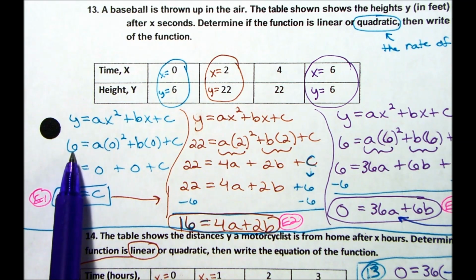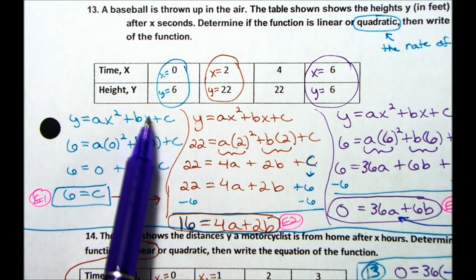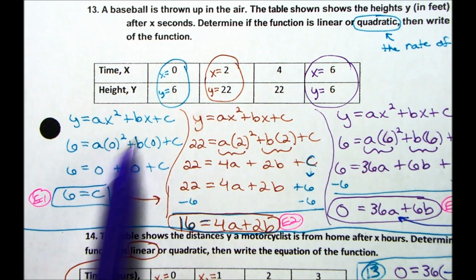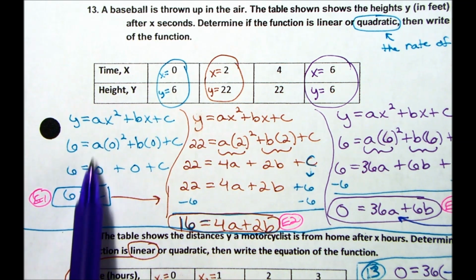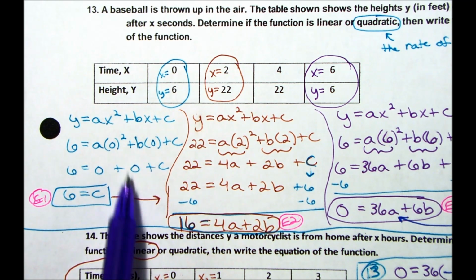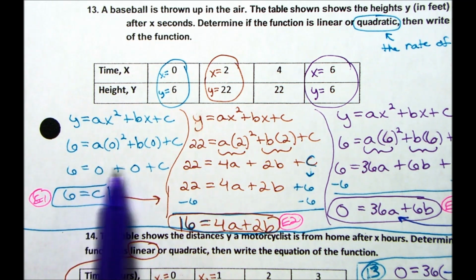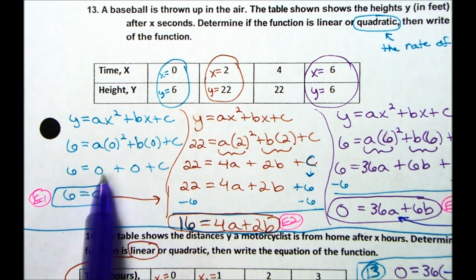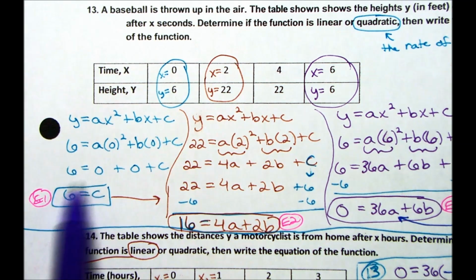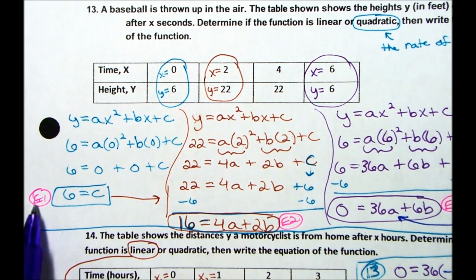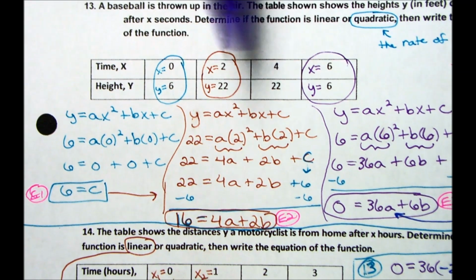So the y here I substituted with 6, x is 0 in both of these places, and then simplify. So 0 squared is 0 times a is just 0. 0 times b is 0 plus c equals 6. So over here, 0 plus c is just c, which is nice and convenient because now we know one of our solutions already. We know what c equals. So that's basically my equation 1.